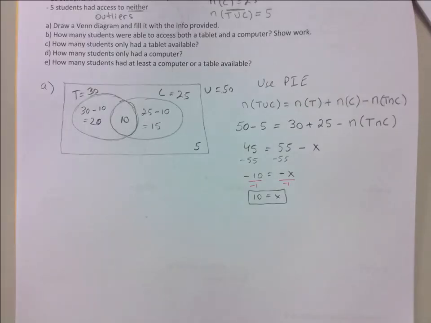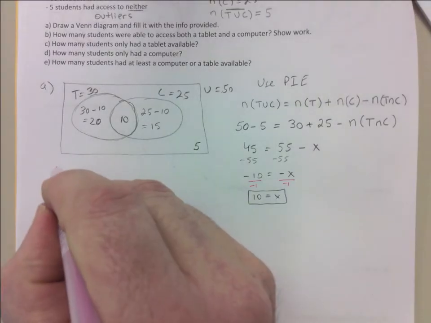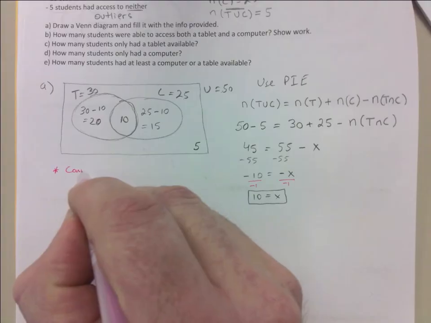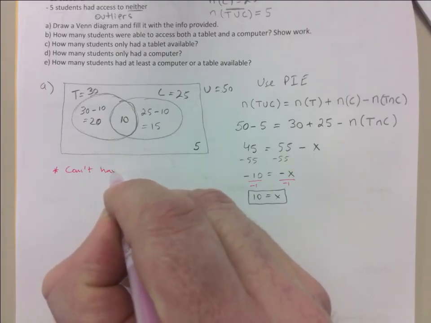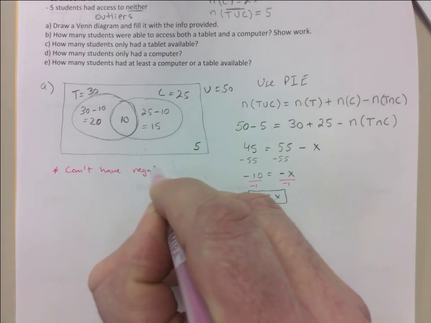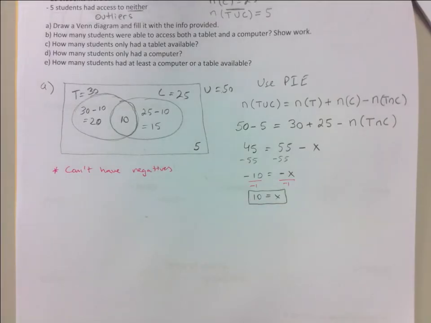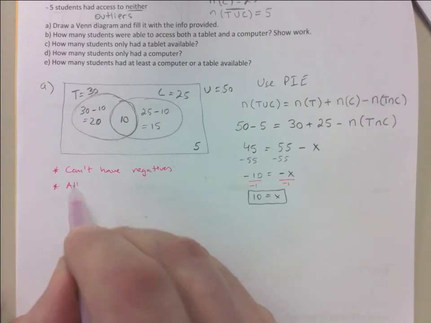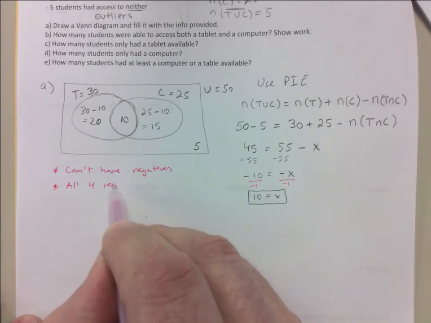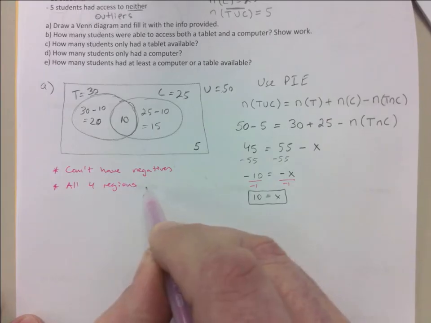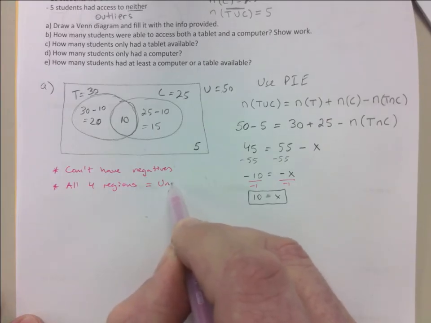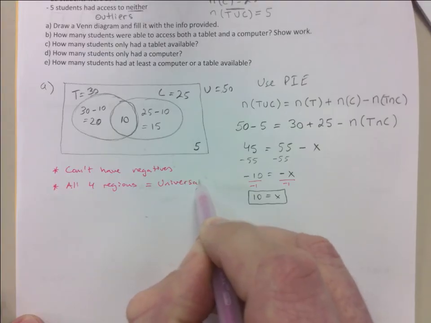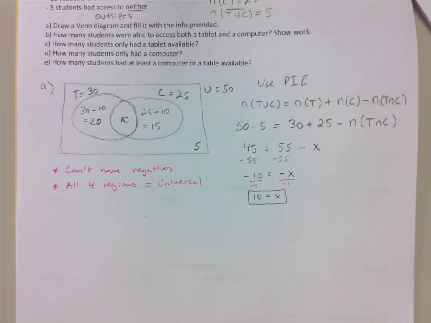I will make a note, you can't have negatives. All four regions are equal to the universal. Okay, so check for that.